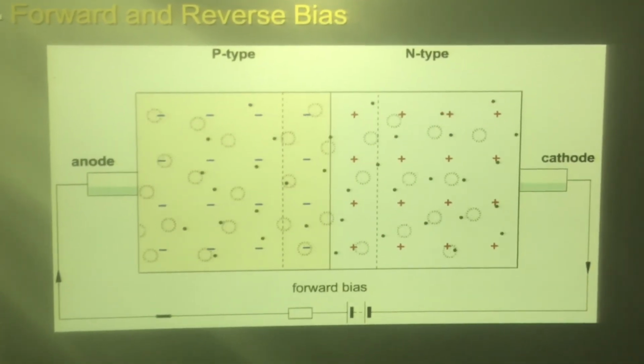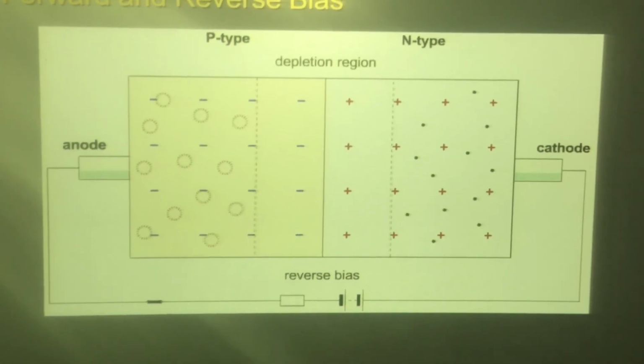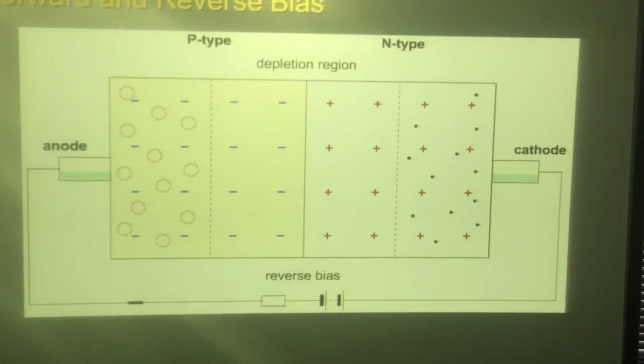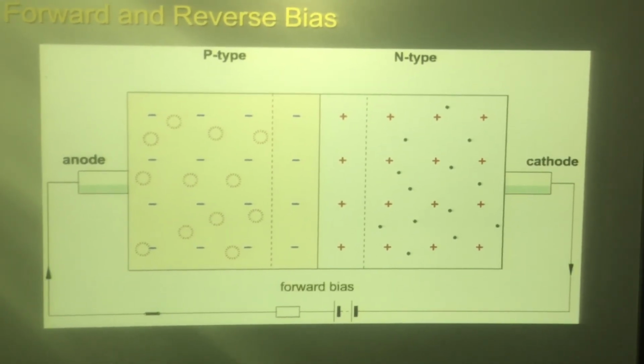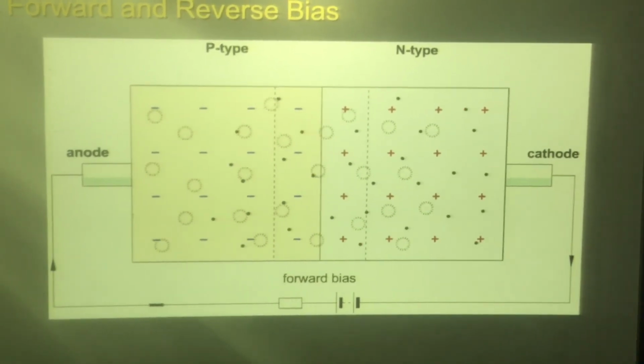And this is showing forward bias. Notice that the positive terminal of the battery in forward bias is connected to the anode. The negative terminal of the battery is connected to the cathode. Okay, here we go.